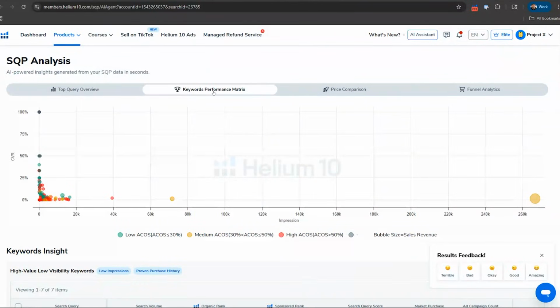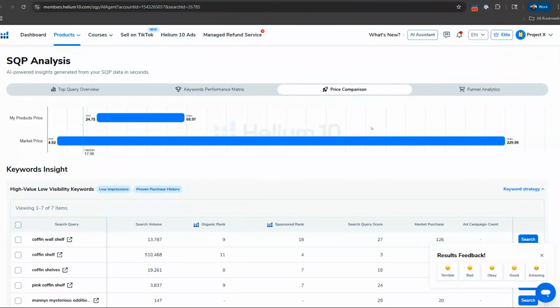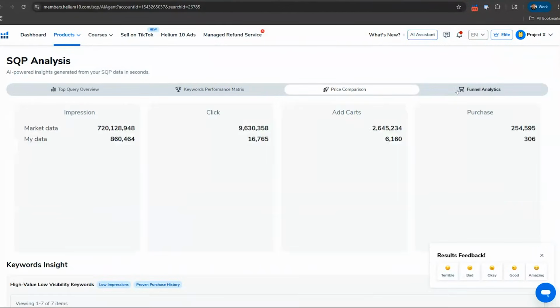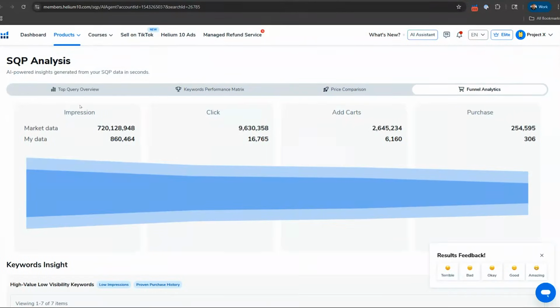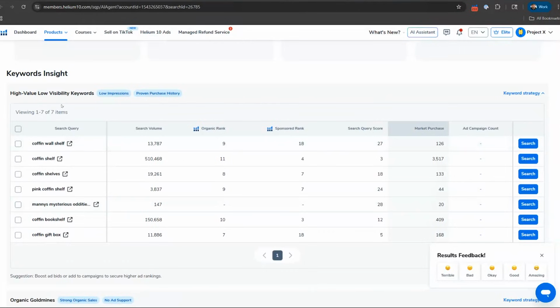I can look at a matrix of my keywords. I can look at my price comparison, all right, of who is in this niche. And I can look at the funnel, all right, how we go from impression to click, add to carts, to purchase. Now, here are some high value, low visibility keywords.